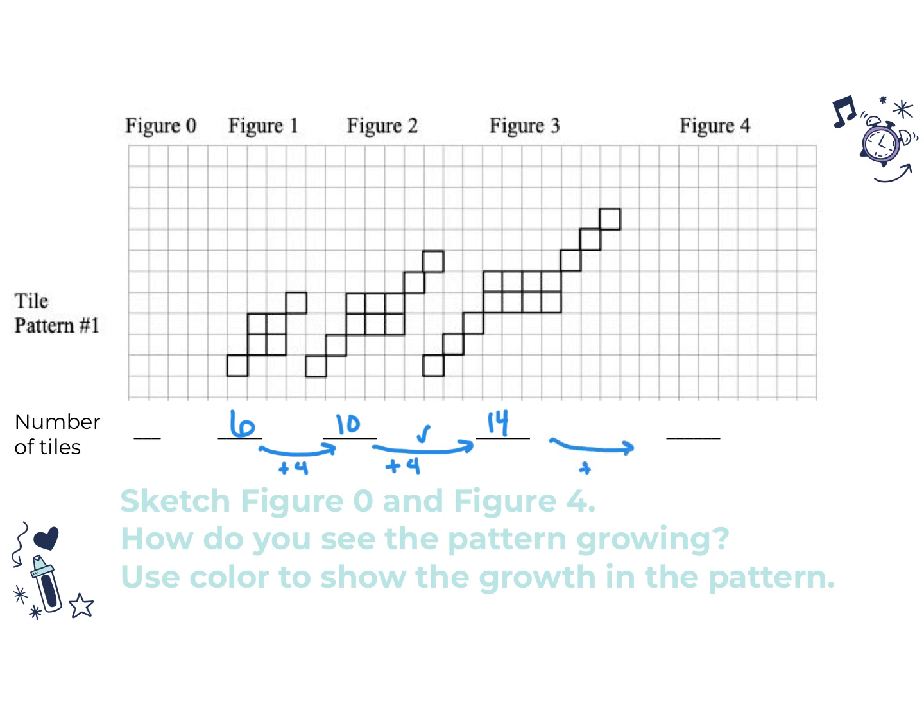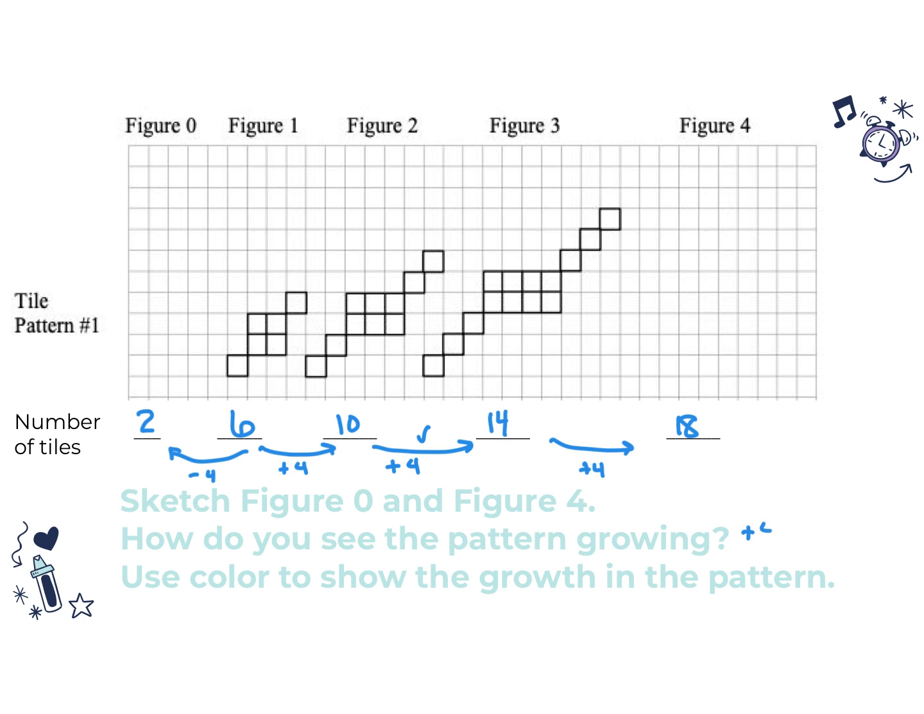So we have this +4 again. So that would make figure 4 have 18 tiles. And then if we +4 to go forward, we -4 to go back, which means that figure 0 would have 2 tiles. So I want you to now pause the video and see if you can sketch figure 0 and sketch figure 4.